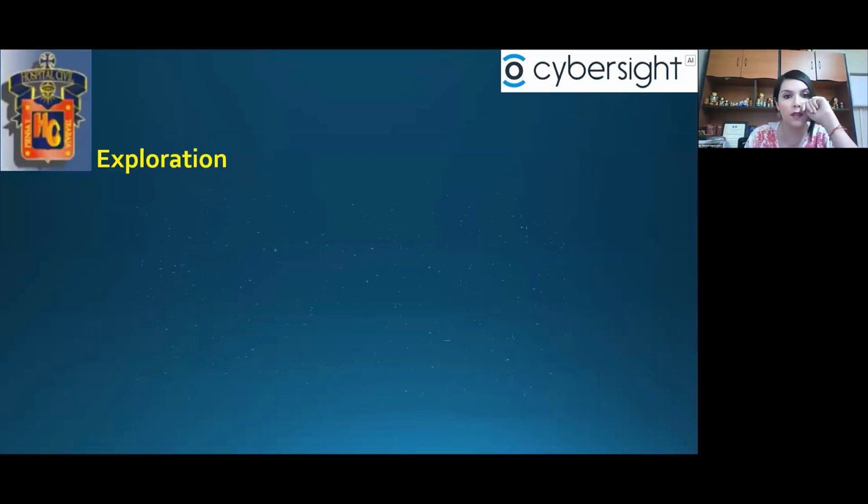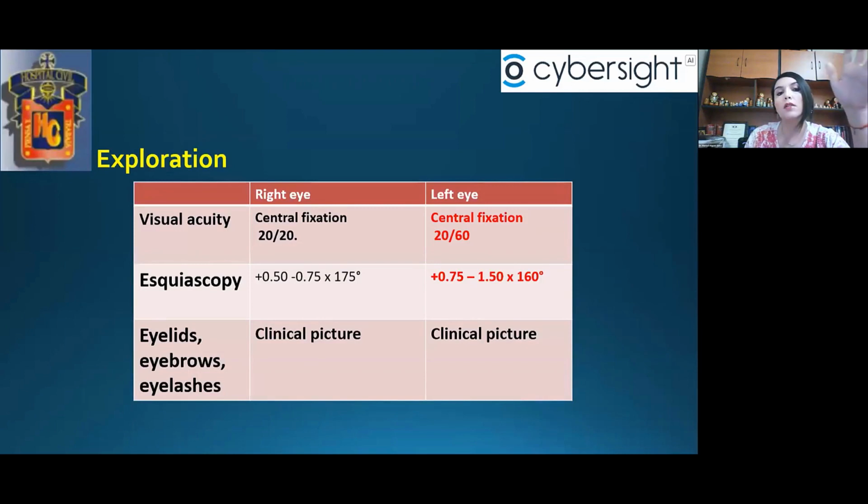So the first thing that we have to do in all kinds of patients, even if they are pediatric or adult, if they are hospitalized or in common consultation, is to see what the visual acuity is. So in the right eye, we have central fixation and 20/20. For the left eye, we have central fixation and 20/60.